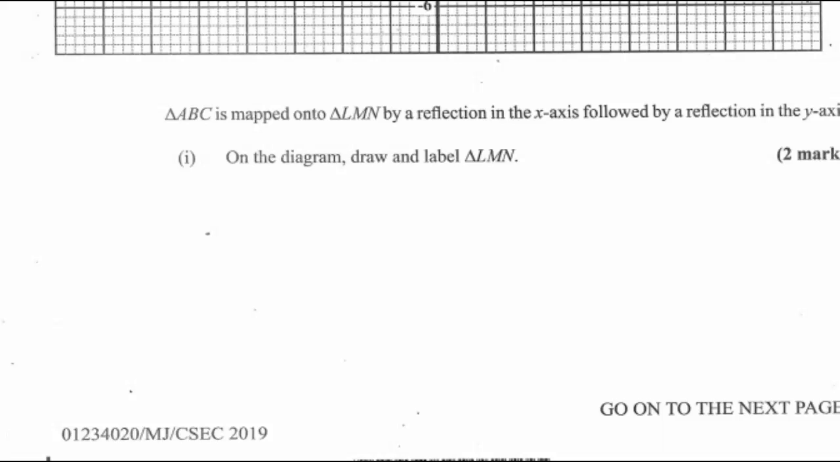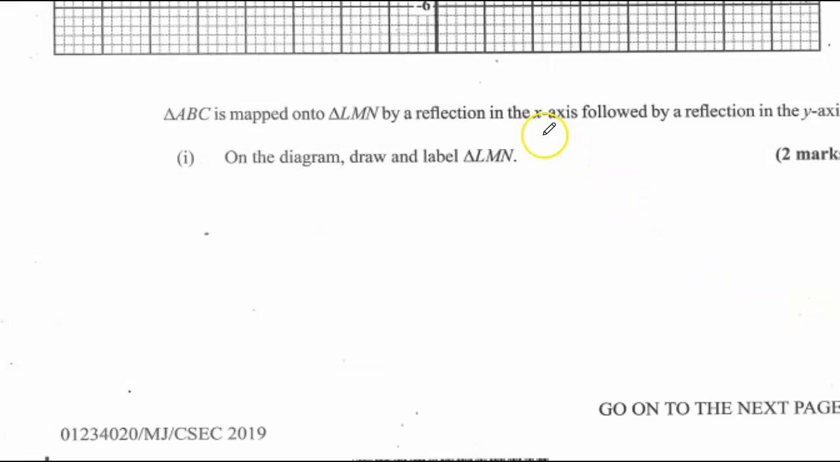We are told that the triangle ABC is mapped onto triangle A'B'C' by a reflection in the x-axis followed by a reflection in the y-axis. On the diagram, draw and label the triangle. So in other words, for us to get the triangle, we have to reflect ABC in the x-axis, followed by a reflection in the y-axis. And that's how we'll get it. So let's do that now.